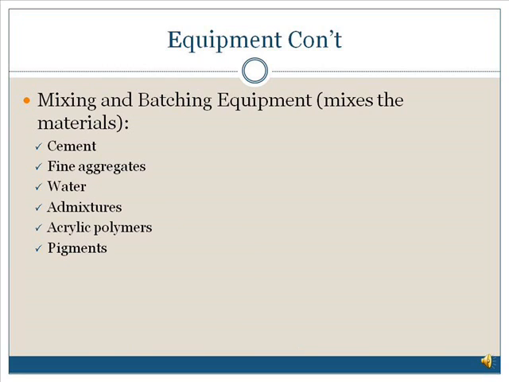As for the mixing and the batching, the mixes include the cement, the fine aggregates, the water, admixtures, the polymers and pigments. The mixing is usually done by a high shear mixing machine that combines all these materials into a homogeneous GRC mixture.